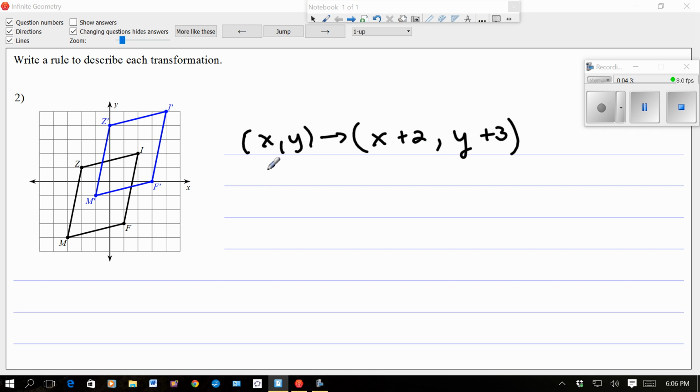What's my vector notation, Victor? Well, Victor, your vector notation is 2, 3. Move to the right 2, move up 3.